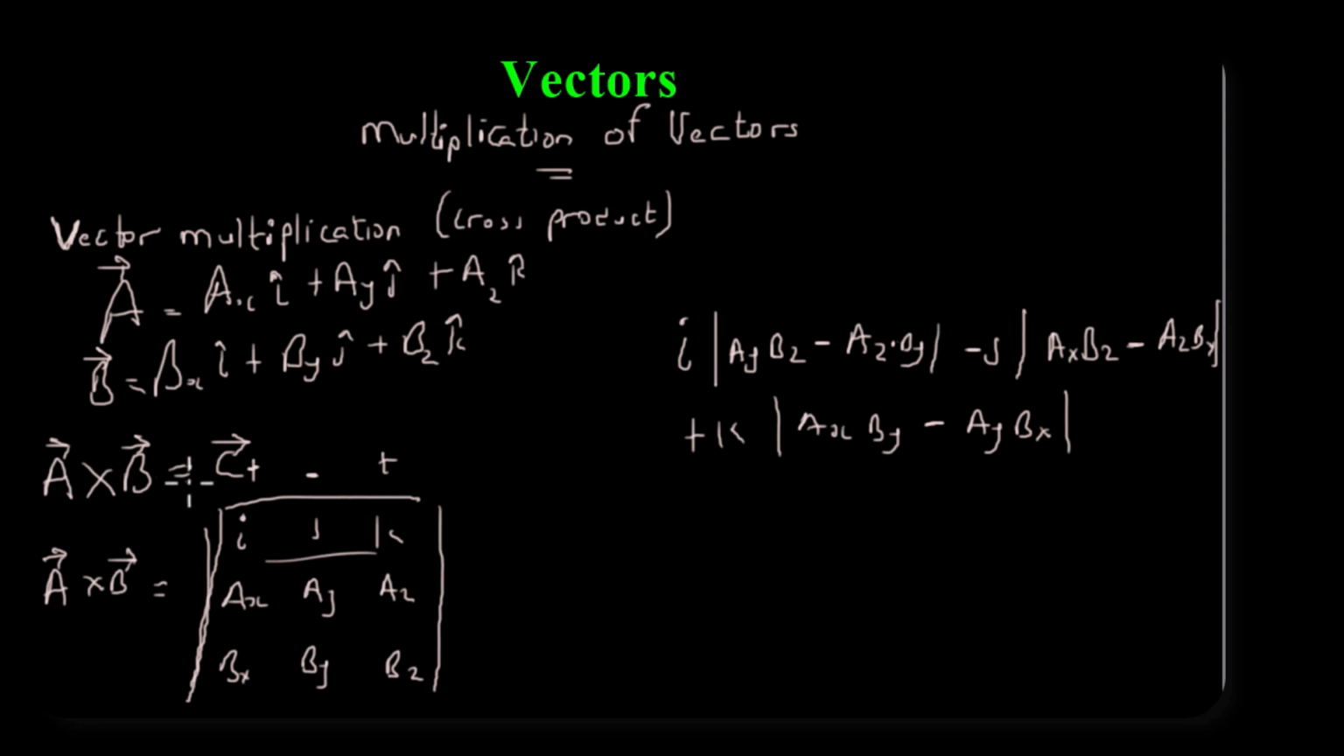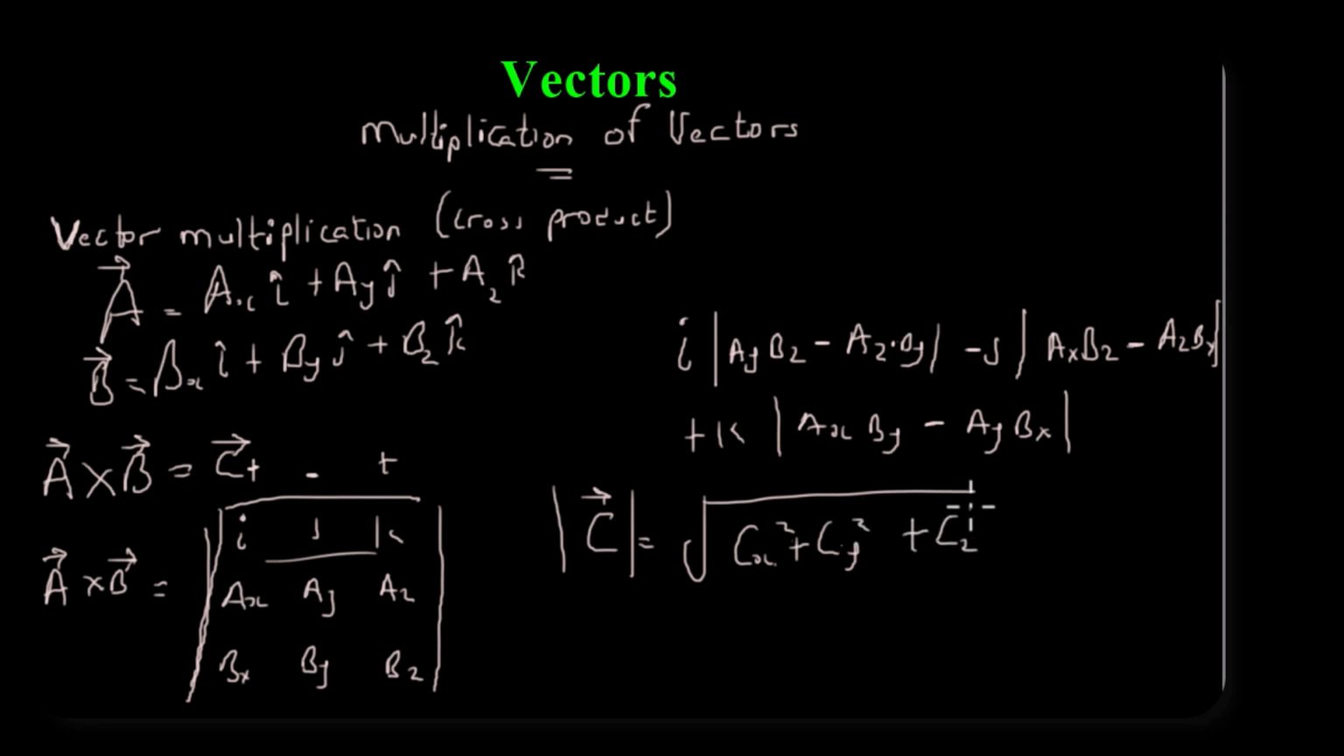In order to find the magnitude of C vector, the magnitude will simply be the square root of CX squared plus CY squared plus CZ squared. To find the direction, then definitely we need to use something called the right hand rule. That one we're not going to be covering here because of limited resources. But it's quite easy for you to grasp.